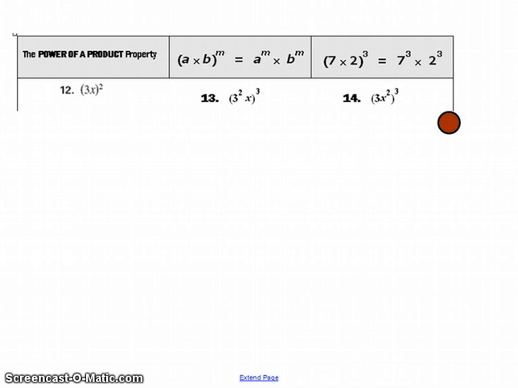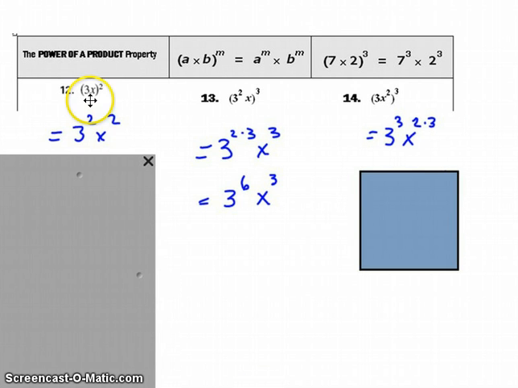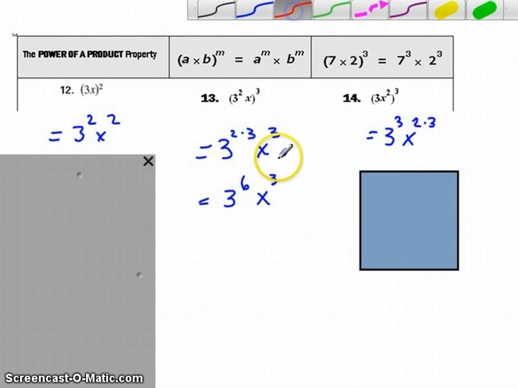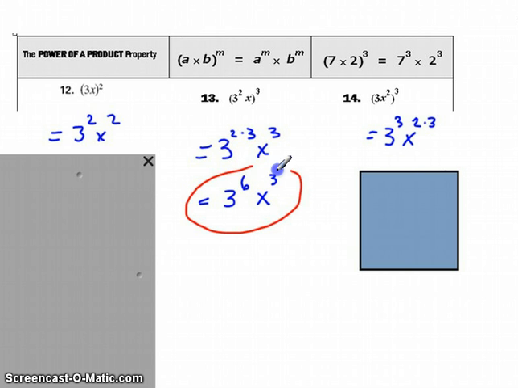All right, I'll assume that you did that. And here are the answers. For number 12, it's like distributing that 2. So you get 3 to the second, x to the second. And here you're distributing that 3. So it's 3 to the 2 times 3, x to the third. Notice that 2 times 3 is 6. So your answer really is this one, 3 to the 6th, x to the third.